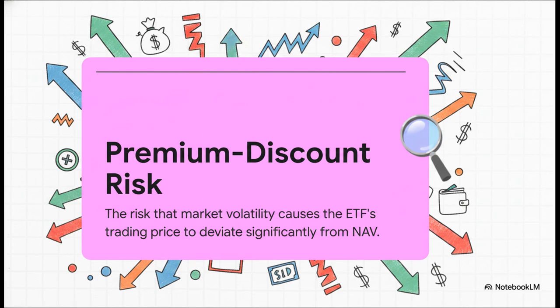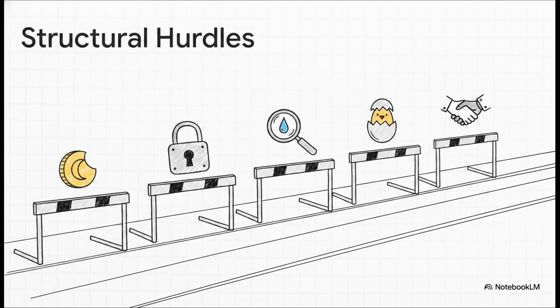This means you run the very real risk of paying a premium, like paying more than the underlying stocks are actually worth when you buy, or selling at a steep discount when you're trying to get out. And there are a handful of other structural speed bumps we should rapid fire through. First, the cost of trading means you'll be paying bid/ask spreads that can really widen out during volatile periods.